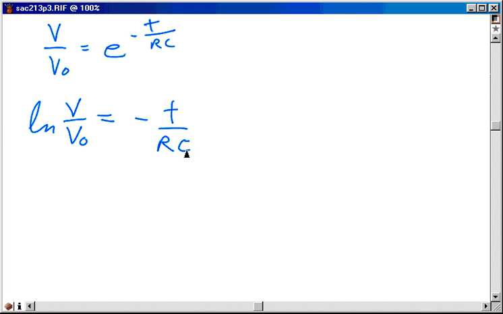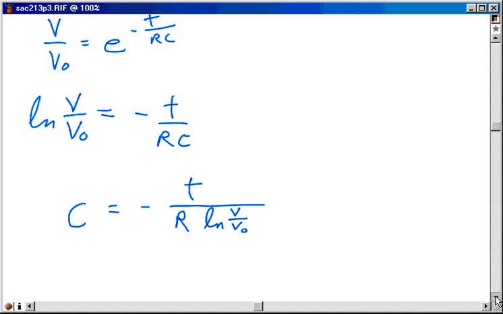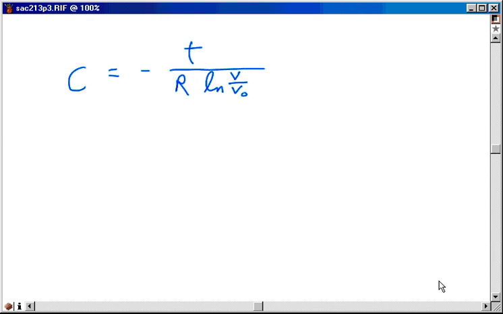Now multiply both sides by C, and divide both sides by the natural log of V over V0. We have C on this side, then where the C was on this side, we have that natural log of V over V0. Go ahead and substitute the given values.